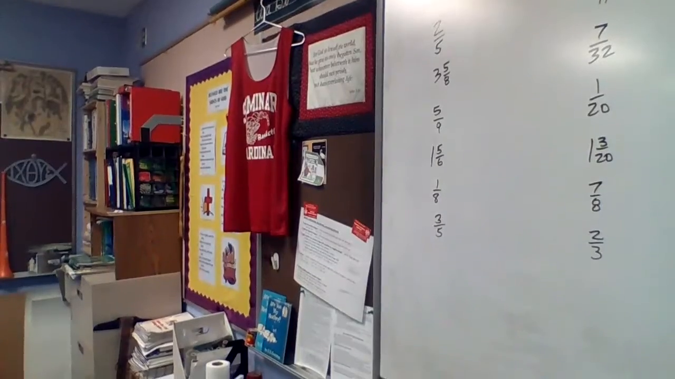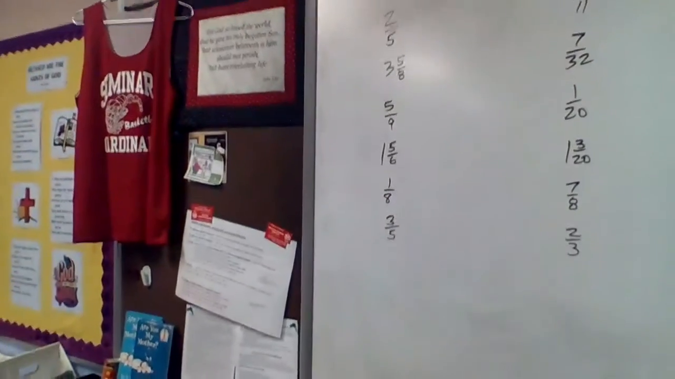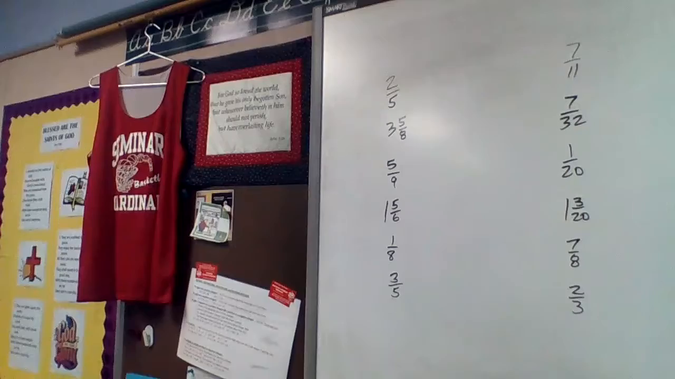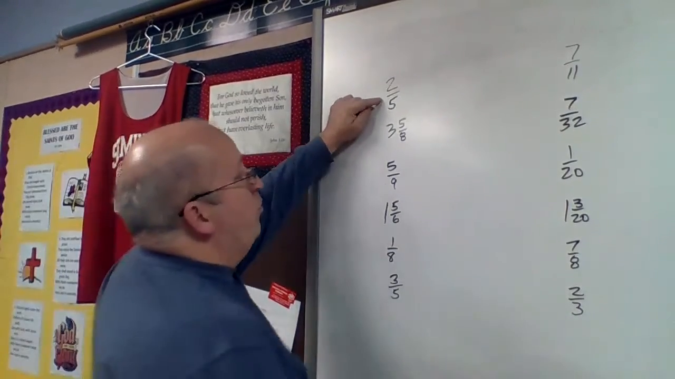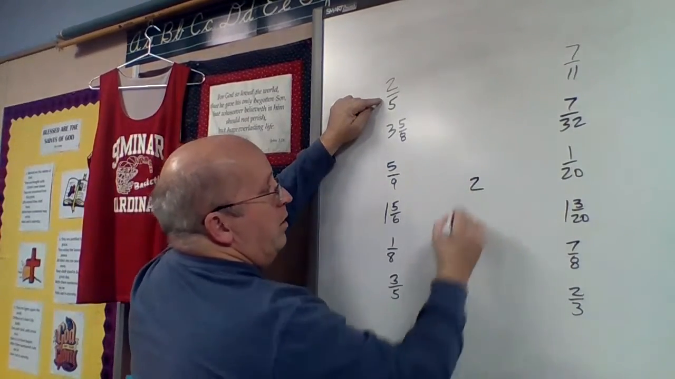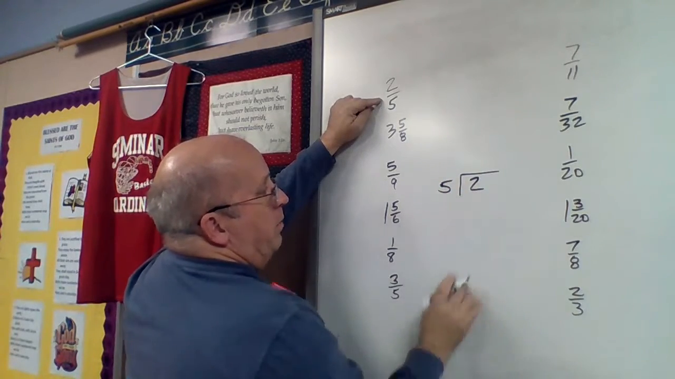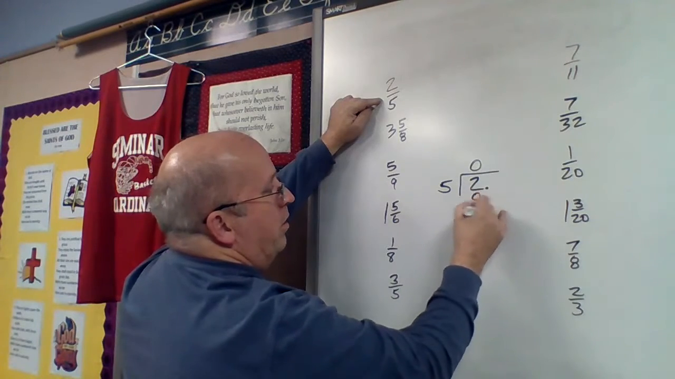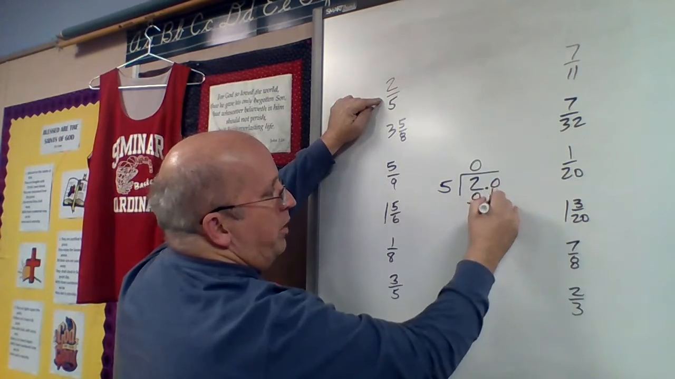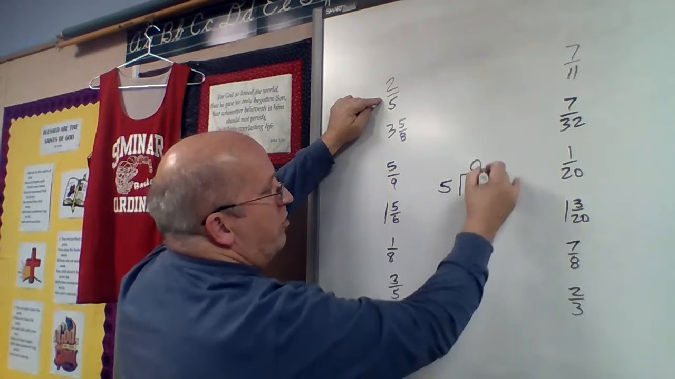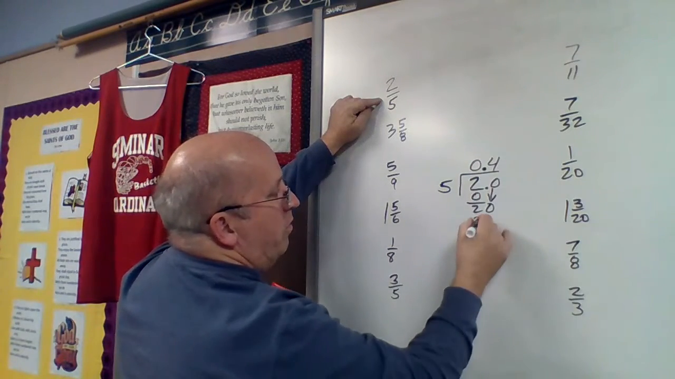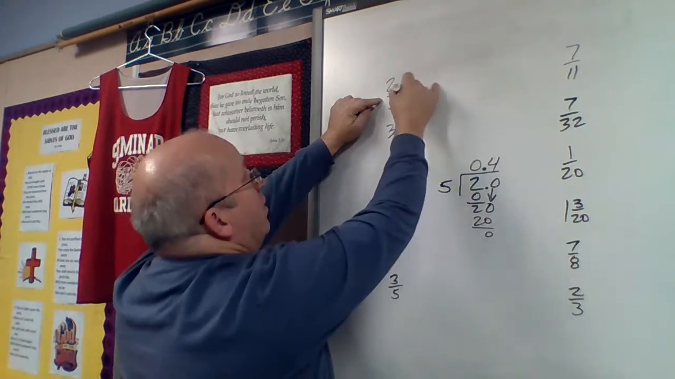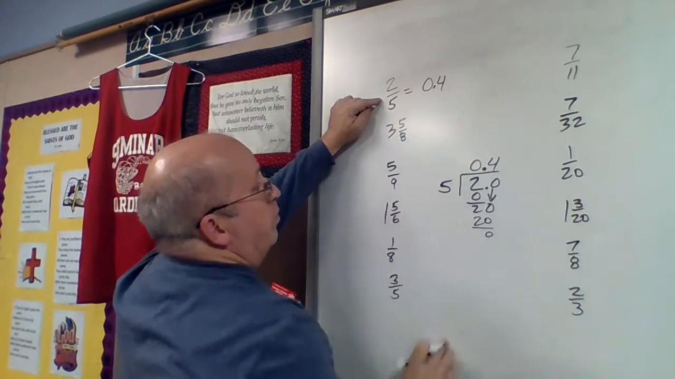Okay, let's move over here to some other problems. How do we change fractions into decimal numbers? Let's start with 2/5. Top number divided by bottom number. 5 goes into 2, 0 times. But if we add a 0 and bring it down, 5 goes into 20, 4 times. And we are done. This is 0.4.